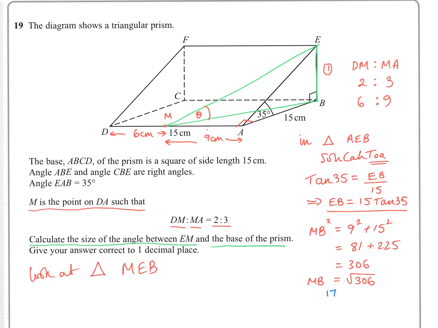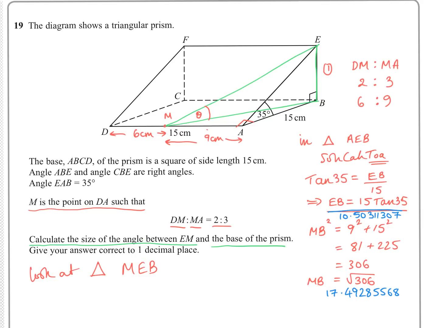And we get 17.49285568, and we're going to do this one as well for those that need it. So 15 tan 35, that's going to be 10.50311307.